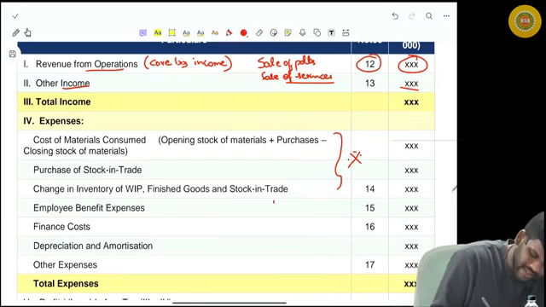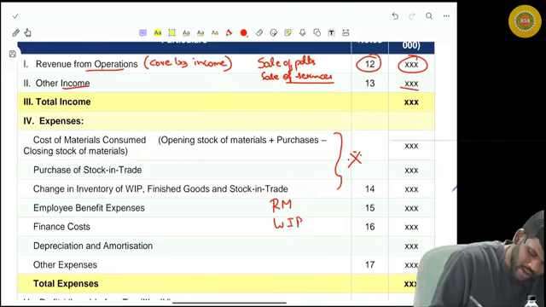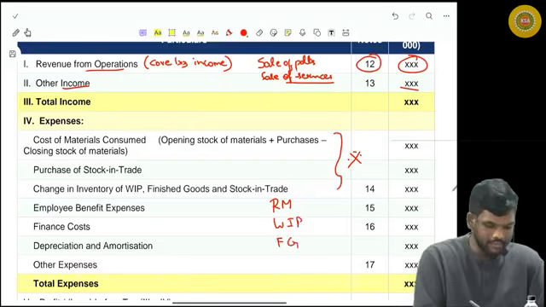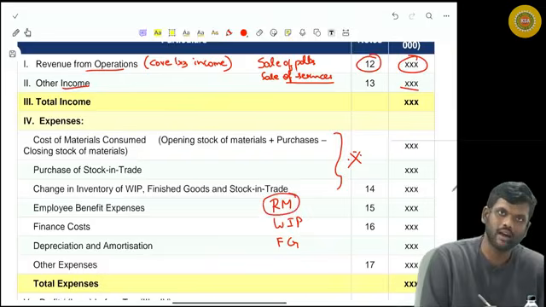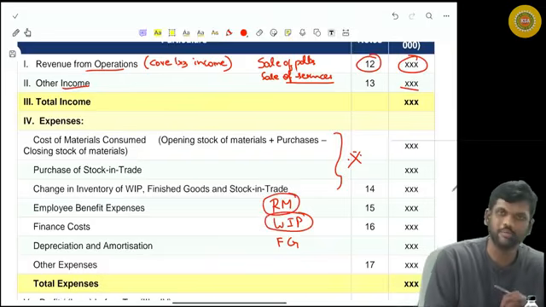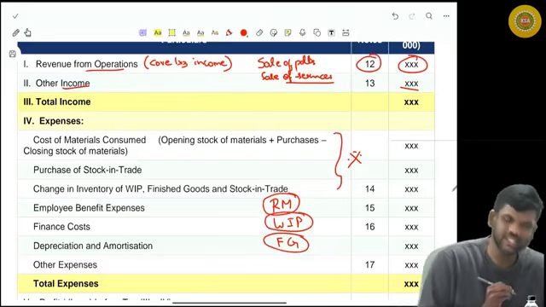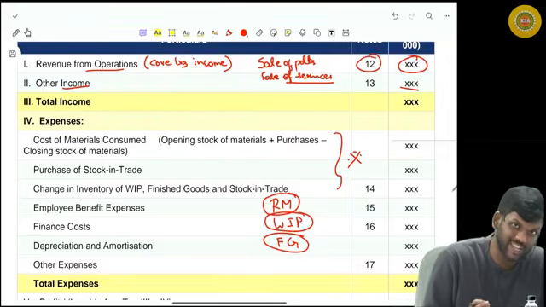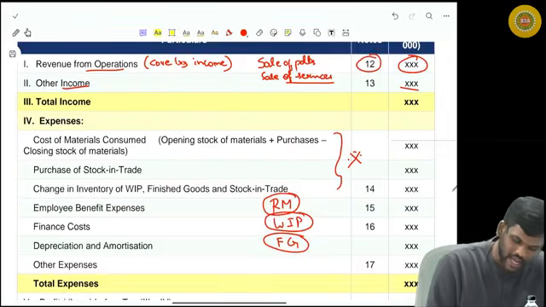Inventories will be at three levels: RM, WIP, which is work in progress, and FG. Correct? In the raw material stage, we have not started processing. In WIP, we have started processing but not completed. FG represents finished goods, or goods on which production has been completed. Okay, now let us keep this in mind and understand what these three are.